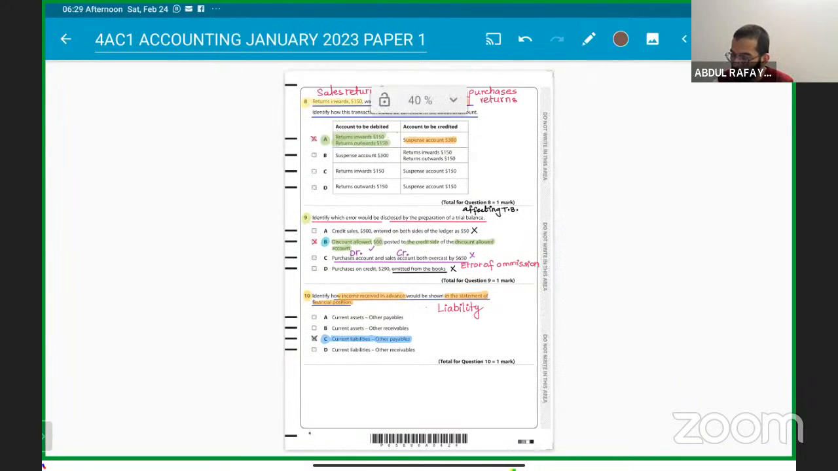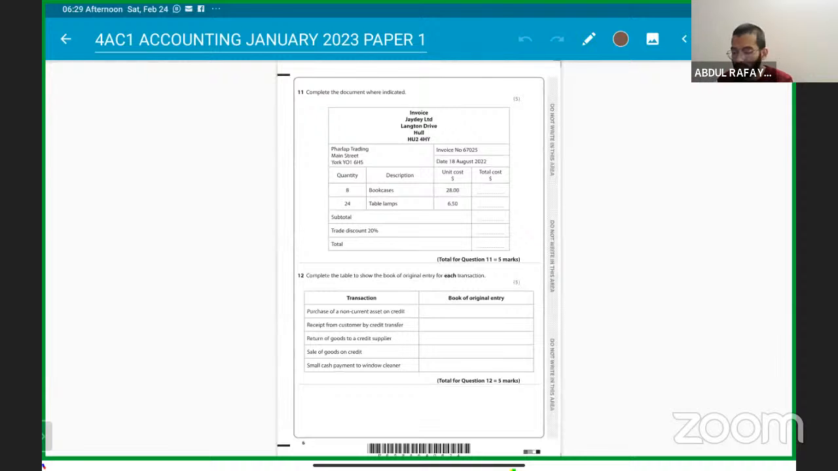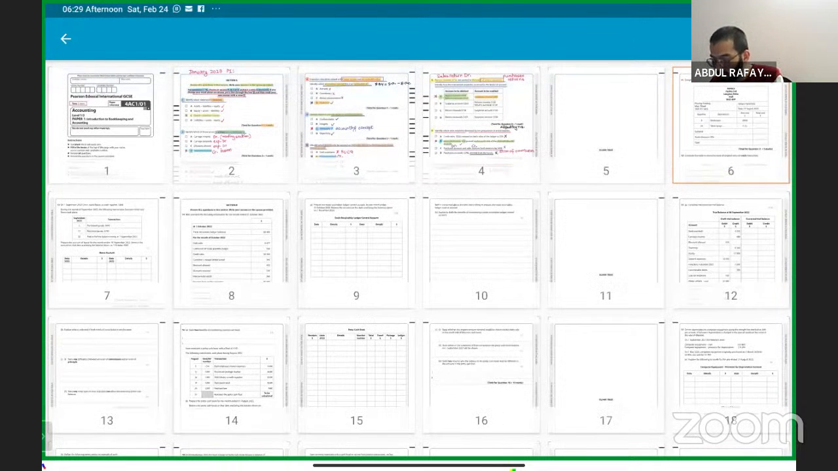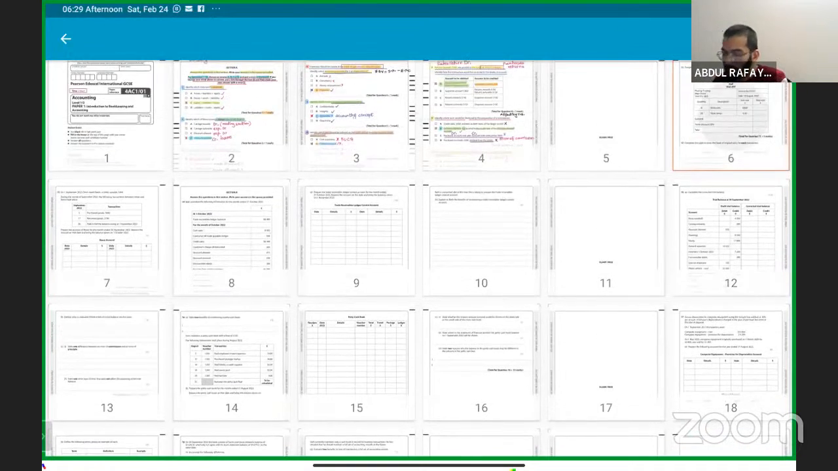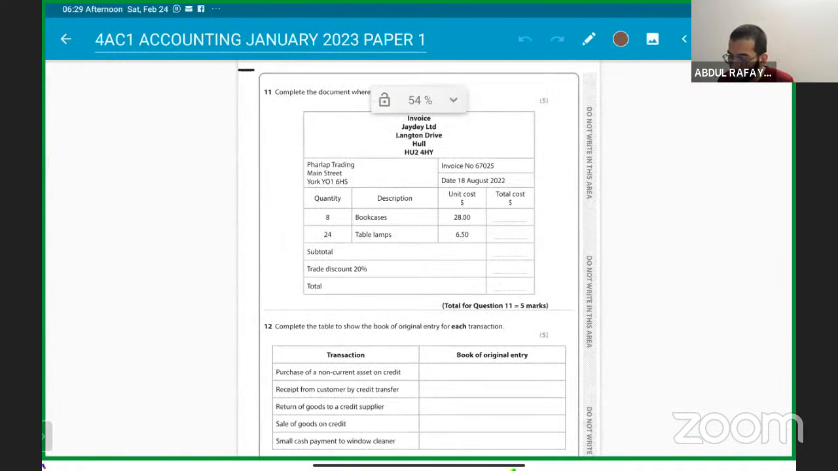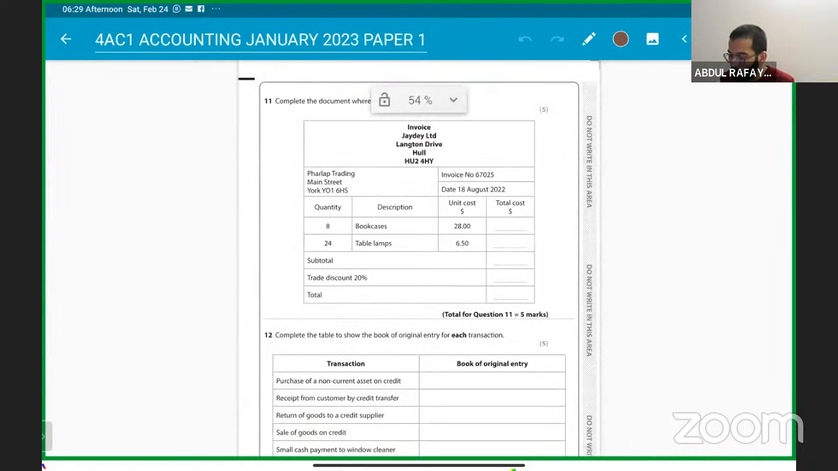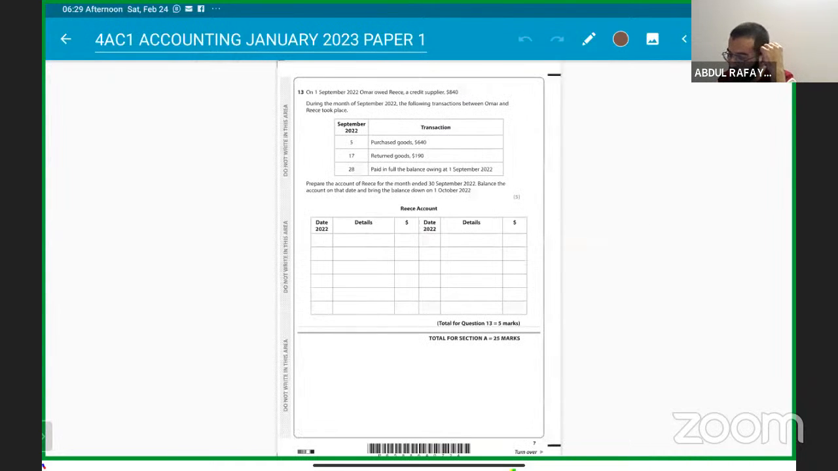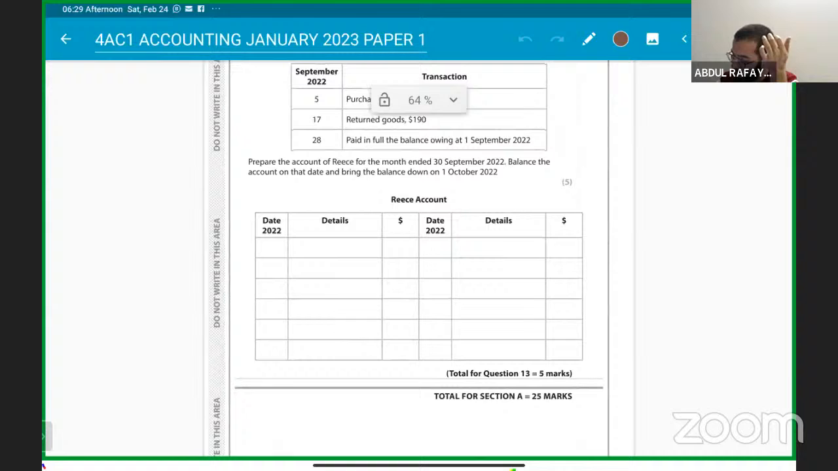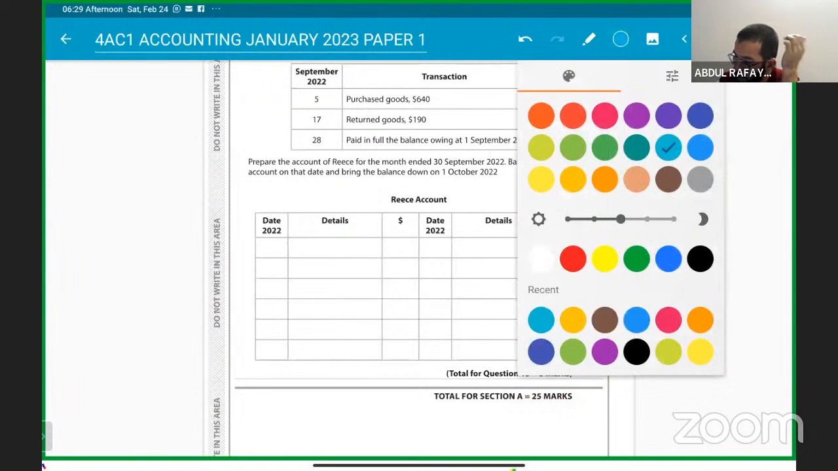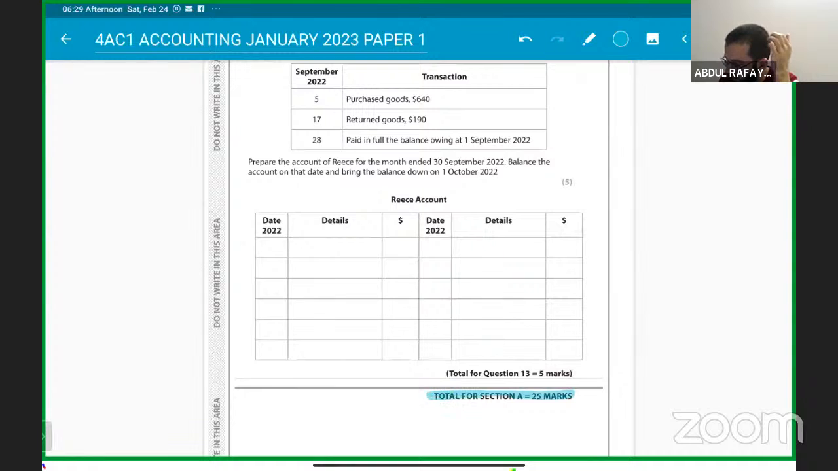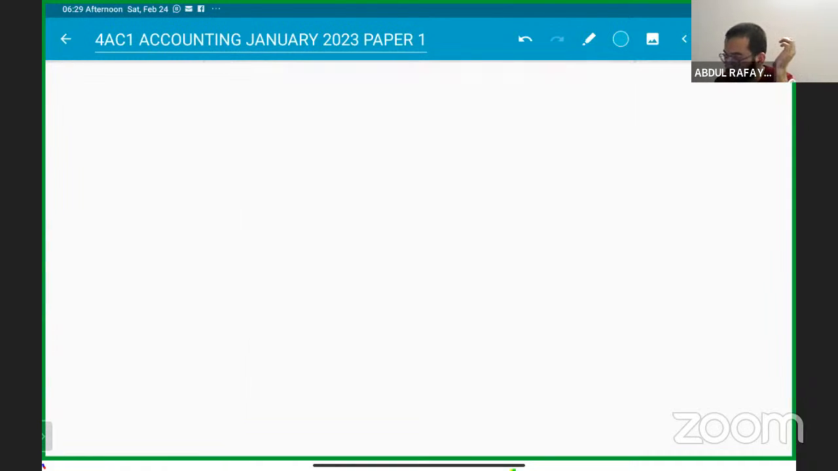Okay, so next, once we are done with these 10 MCQs, we still are on section A. So we have section A and section B. Let's try to complete section A, which is question number 11. We have to complete the document, book of original entry, and total marks for section A are 25. So our target is to get section A, that is 25 marks, and section B will be 75 marks. Understood?